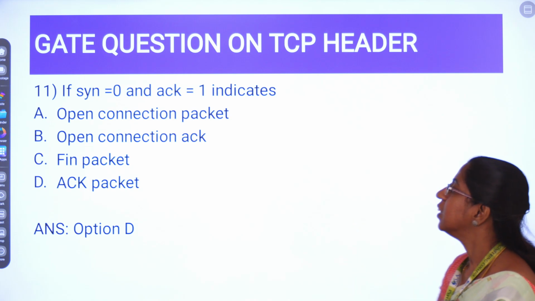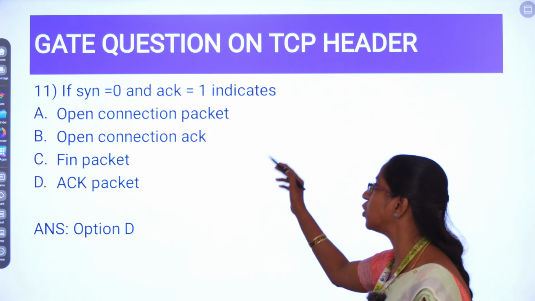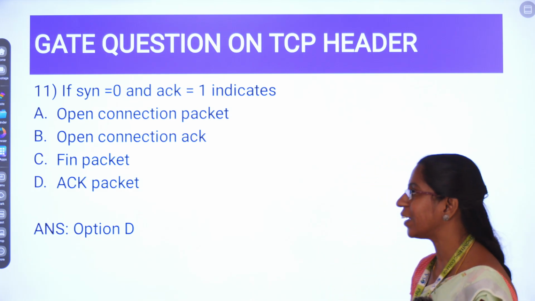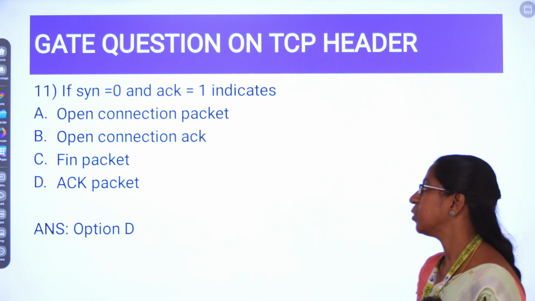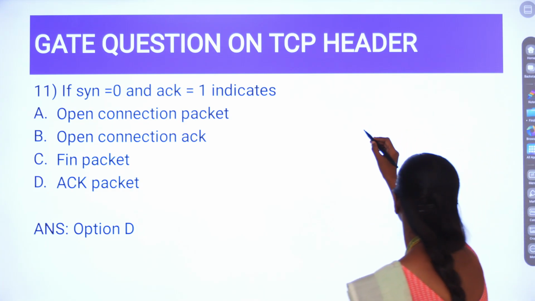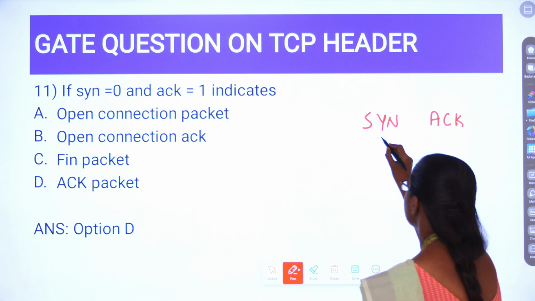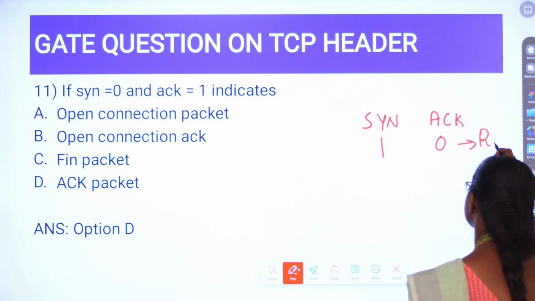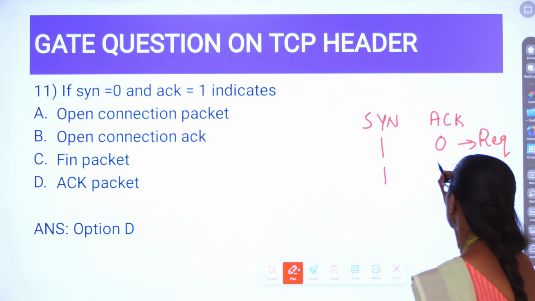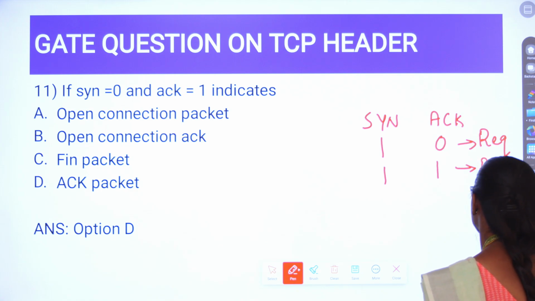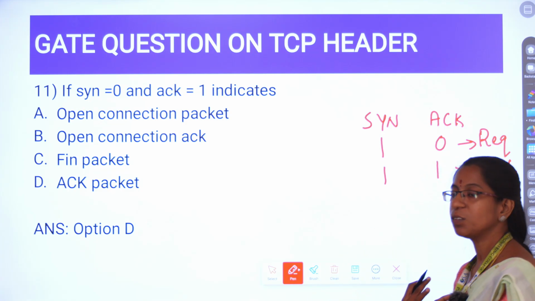Okay. So the next question, 11th question: if flag SYN is equal to 0 and ACK, this is acknowledgement, is equal to 1, it indicates: option A open connection packet, option B open connection acknowledgement, option C FIN packet, option D acknowledgement packet. Okay, for this, SYN then ACK, these are the fields. If it is 1 and 0, it's called a request. This is the client starting the communication to the server. Again, if it is 1 and 1, it means reply. That means the client sent the data and the receiver can accept the data. It's okay, this is acknowledgement.